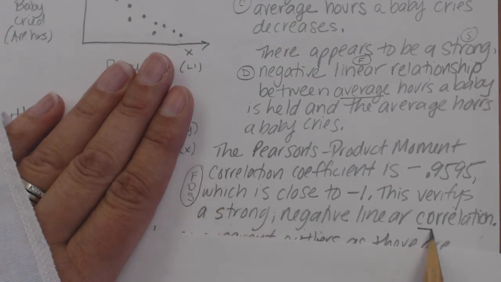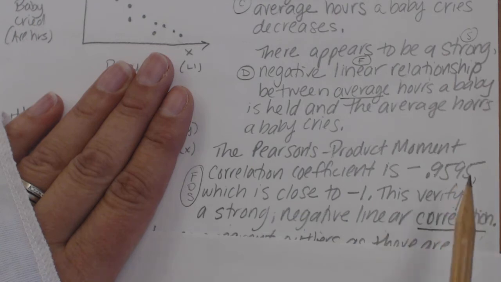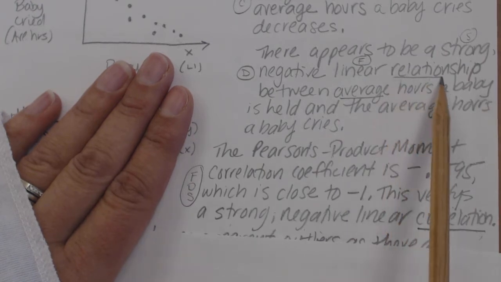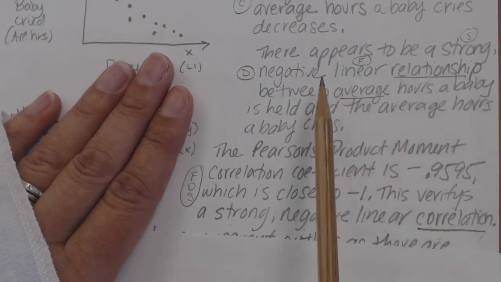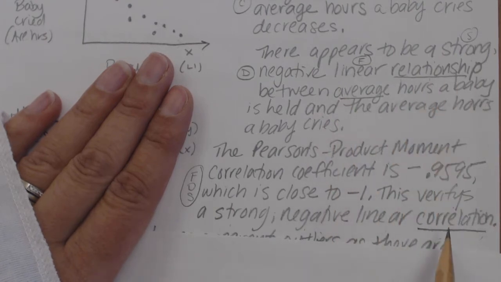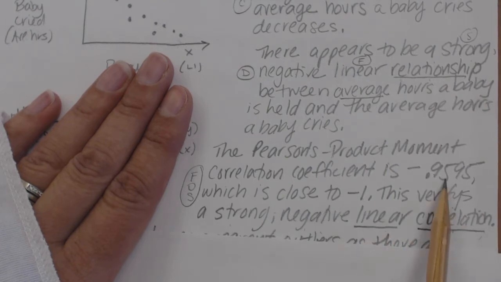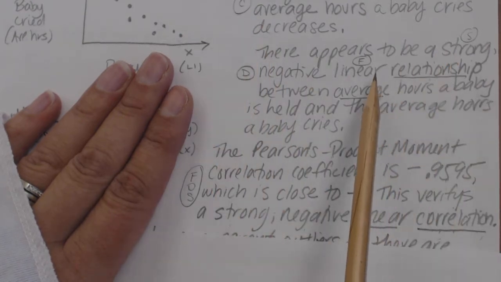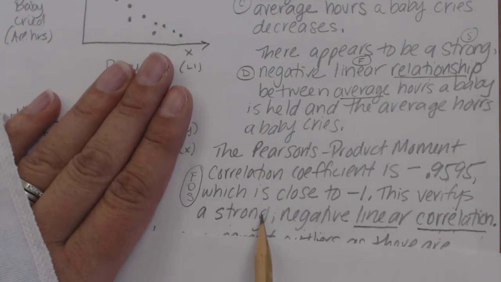And I also used my word correlation. The reason why I can use this word correlation is because I cited the number. Once I have the number, I can use this. Up here, I just said relationship because I could just describe what I saw and I knew it was some type of relationship. Now I know that it's an actual linear correlation because I have that number that represents a linear correlation. Okay, so let's recap. I have context, I have direction, strength, form, and I actually verified it.